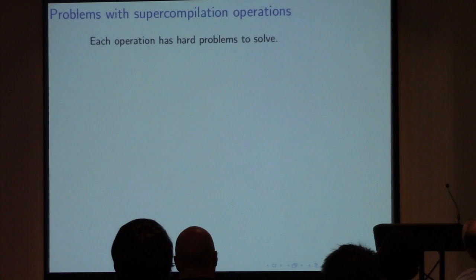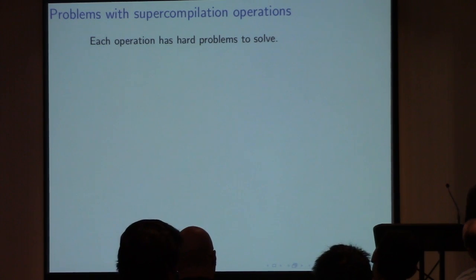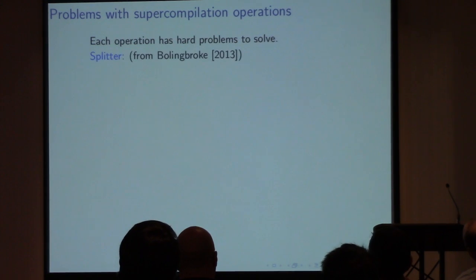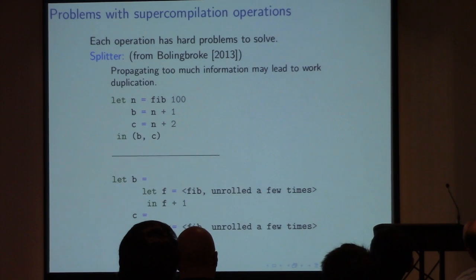So that gave an example of most of the steps, except termination checking. Each of these steps has hard problems to solve, and I'm going to give some examples. The splitter has this problem: let's say we are propagating too much information. What do I mean by that?